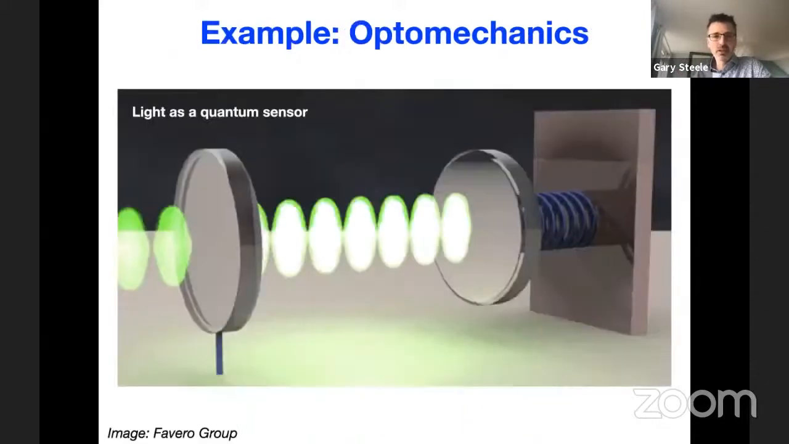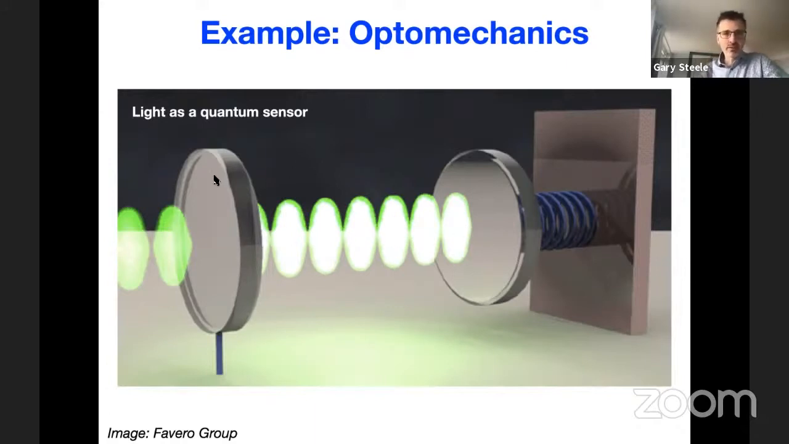And I want to give a little bit of an example of this to give you a flavor for what I mean. So, this is a typical system that we study in my lab. Well, not this physically, but this is the type of system we study. It's called optomechanics, where the position of a mirror changes the frequency of a cavity. Here, it changes the interference pattern of light between these two mirrors.